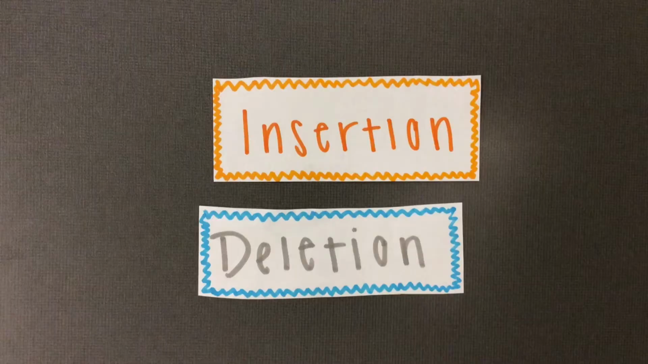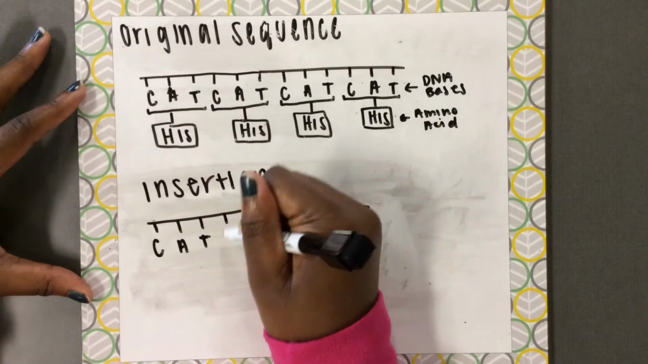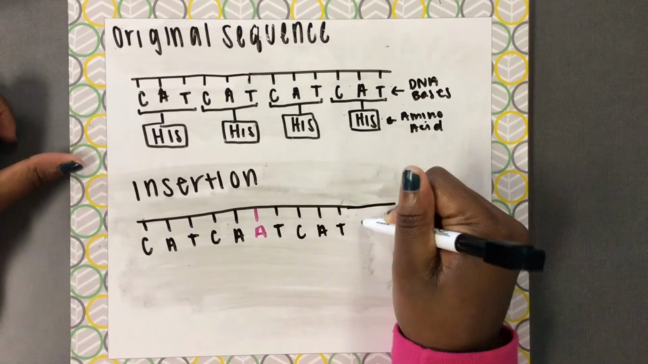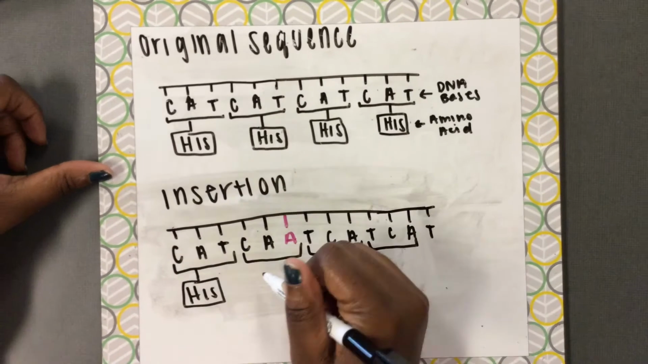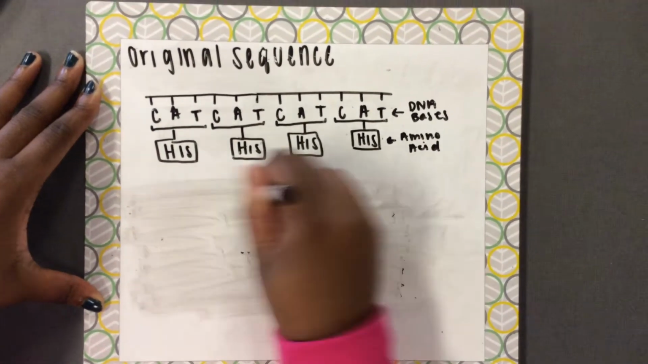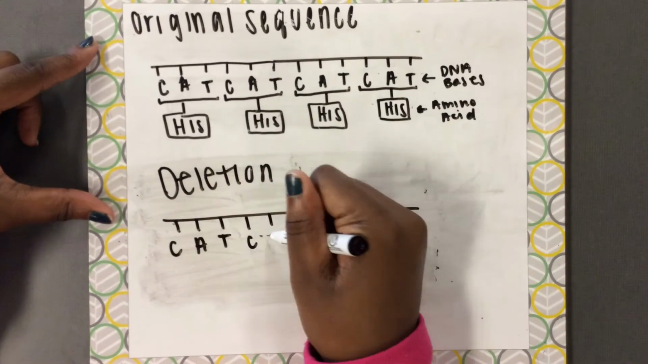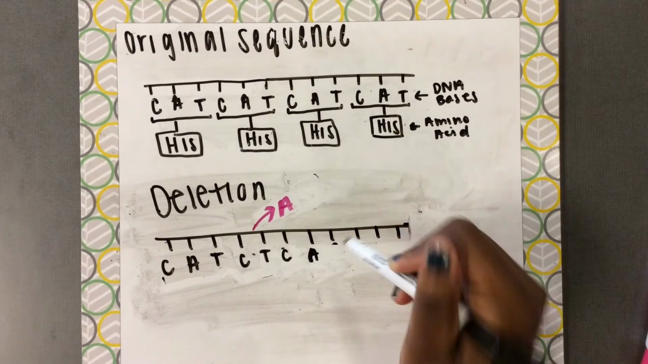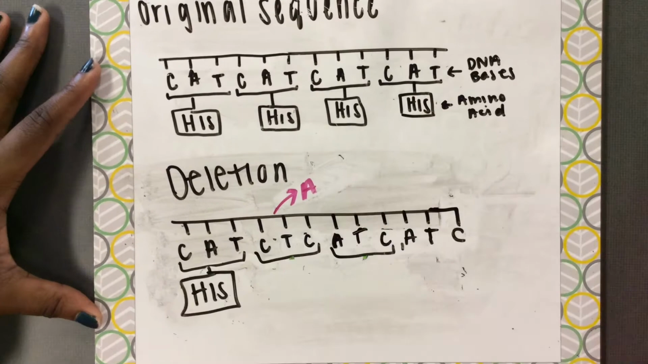In base pair insertion, a nucleotide pair in a gene is added. In deletion, a nucleotide pair is deleted. When this occurs, a frameshift mutation usually happens.